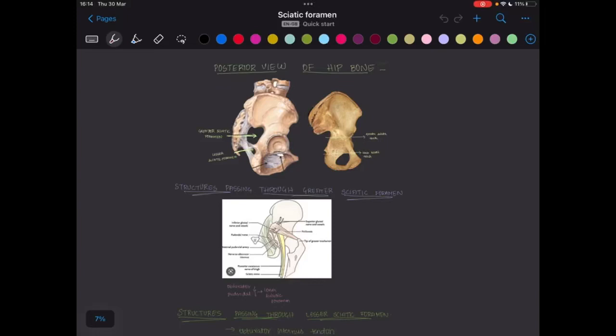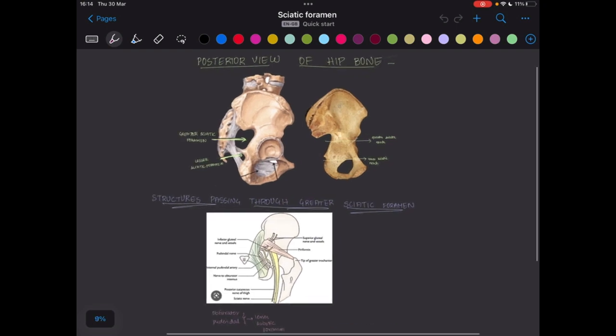Today we'll talk about the structures passing through the greater sciatic foramen and the lesser sciatic foramen. For that, you need to have an idea about the hip bone. So suppose this is a hip bone of the left side. Here you have the sciatic foramen.